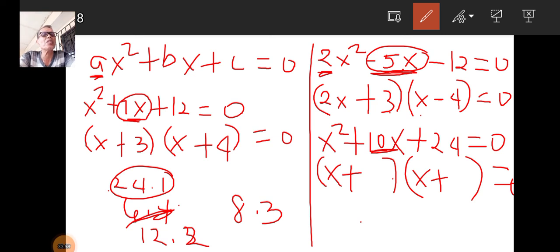Because 12 plus 2 is 14, and 8 plus 3 is 11. So 6 plus 4 is 10. So you have the factors of 6 and 4. That is how you factor a polynomial if the given polynomial is a general trinomial.